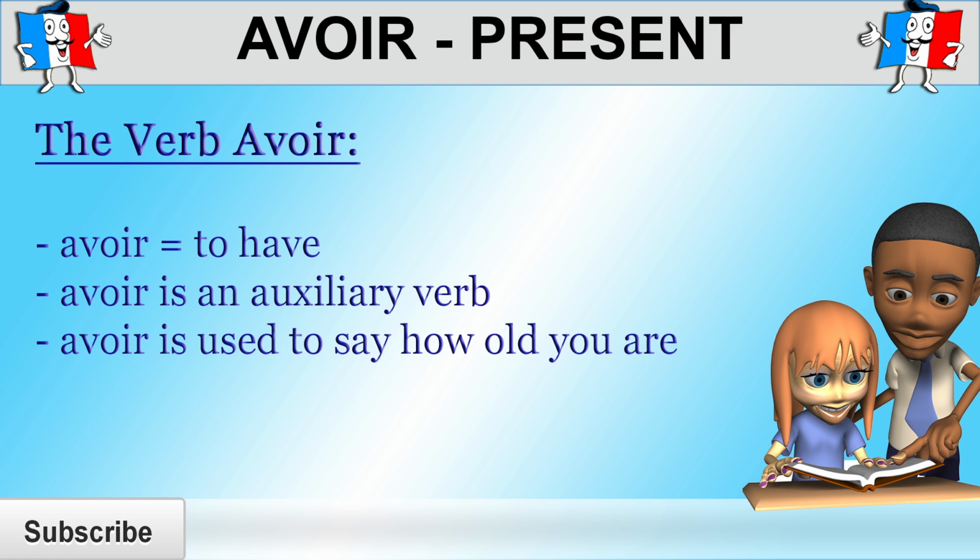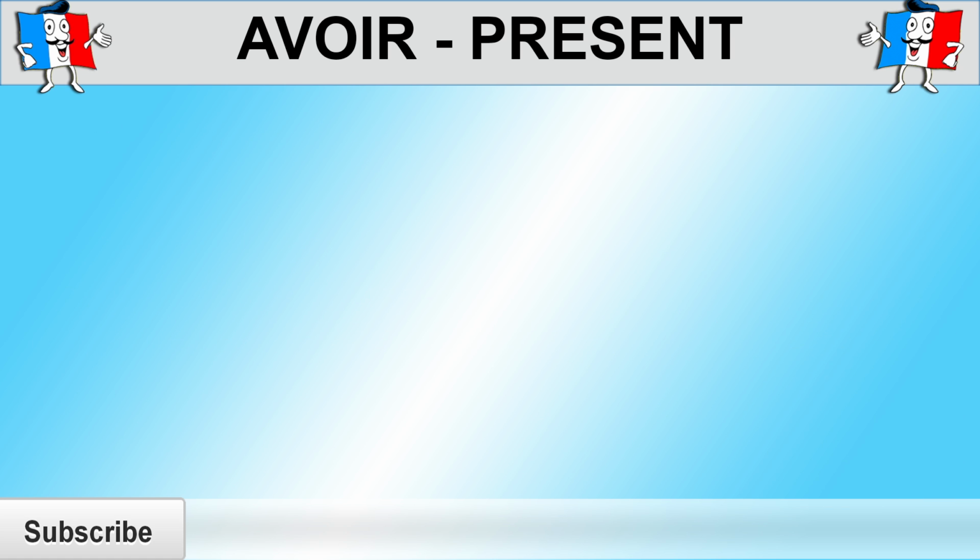And finally, avoir is the verb you need to use if you want to say how old you are. So even though in English you would use the verb to be to say how old you are, in French, in effect, you have to use the verb to have. Basically, you have to say I have so many years rather than I am so many years old. Now you know this, let's have a look at how to conjugate the verb avoir in the present tense.